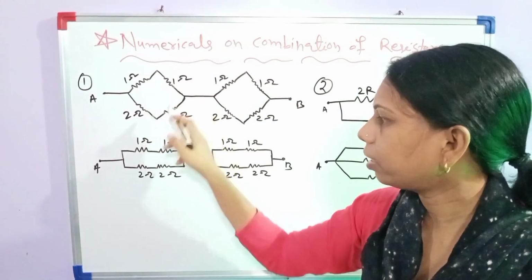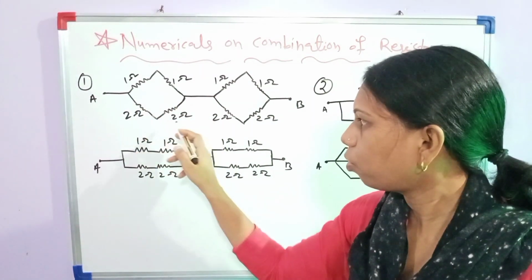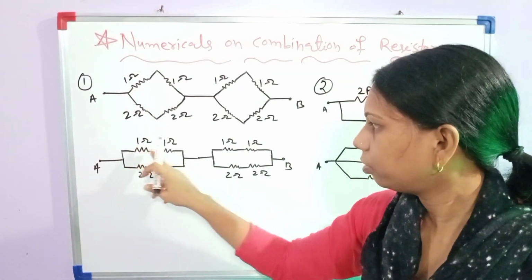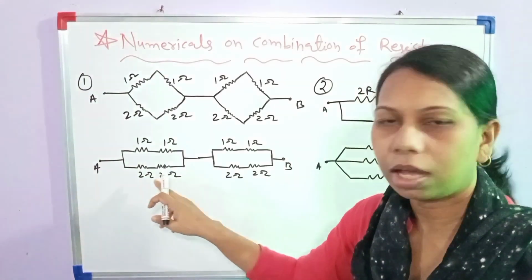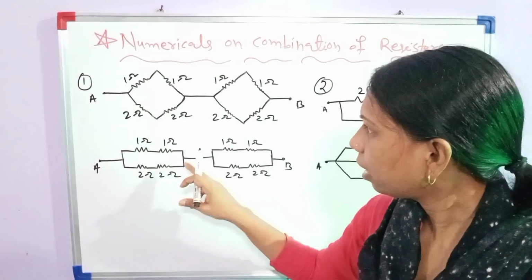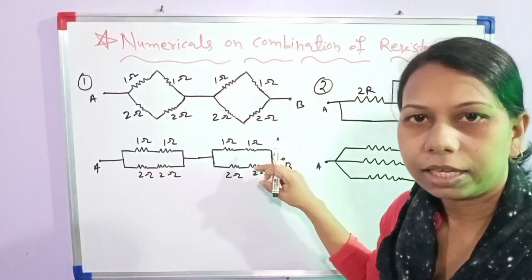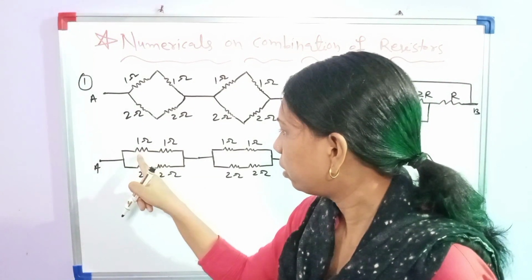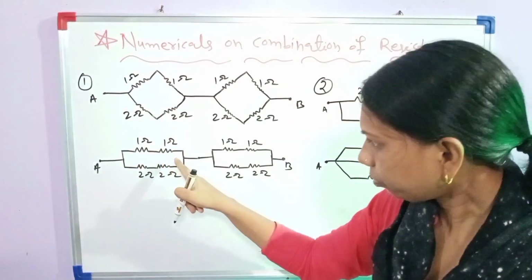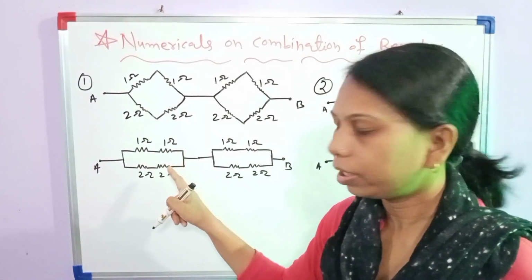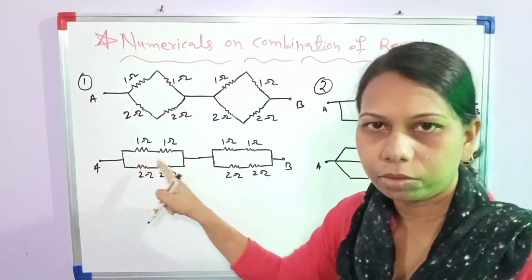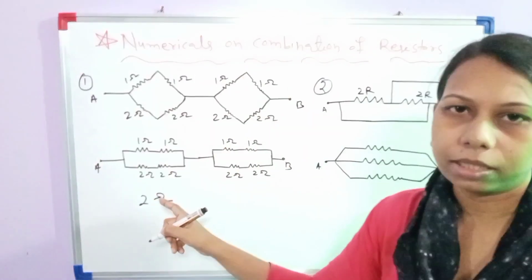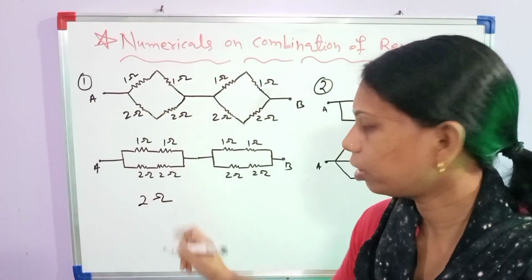These two 1 ohm are in series, these 2 ohms are in series, and the series combination of these 1 ohms and these 2 ohms are in parallel with each other. Then again the repeating circuit is in series with the first circuit. So first we will find the series combination of 1 ohm and 1 ohm. The equivalent resistance of the series combination of 1 ohm and 1 ohm is 2 ohm. The equivalent resistance of the series combination of 2 ohm and 2 ohm is 4 ohm.